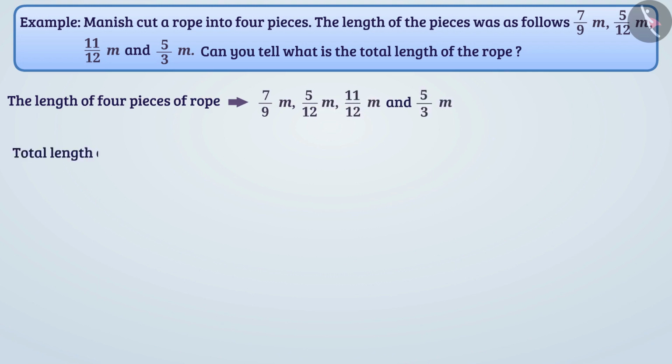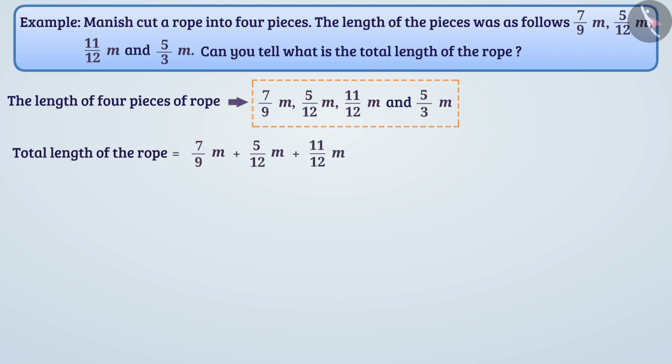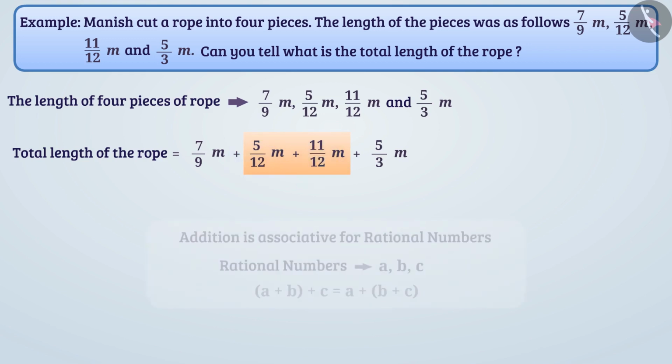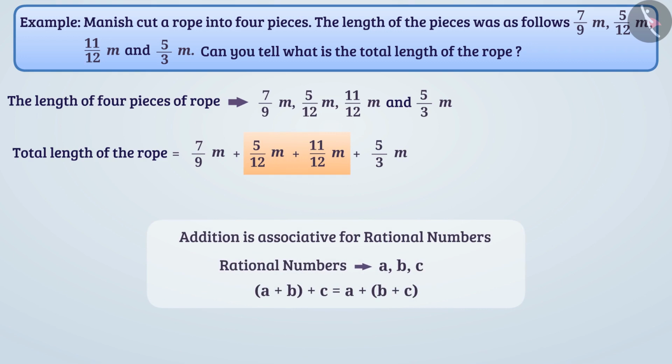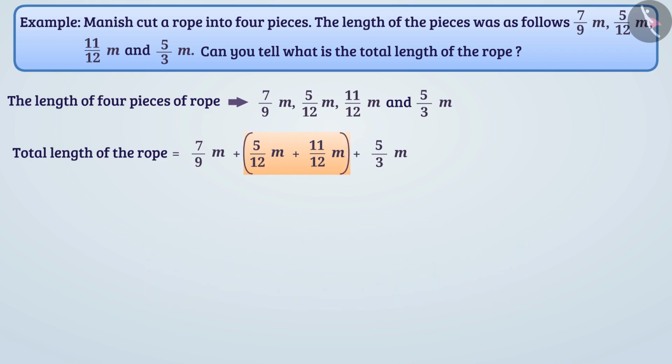Therefore, the total length of the rope will be the sum of these 4 pieces. Total length of rope is equal to 7/9 meter plus 5/12 meter plus 11/12 meter plus 5/3 meter. Here we see that denominators of 5/12 and 11/12 are equal. So it is easy to add them. Since the addition is associative for rational numbers, we can simplify this bracket first by taking 5/12 and 11/12 in parenthesis. This will give us result of the brackets 16/12, which we can write 4/3.